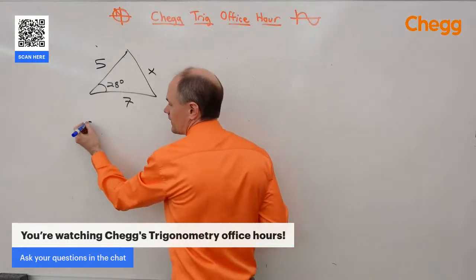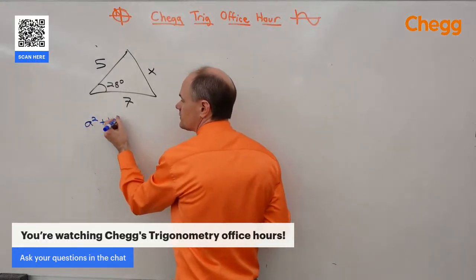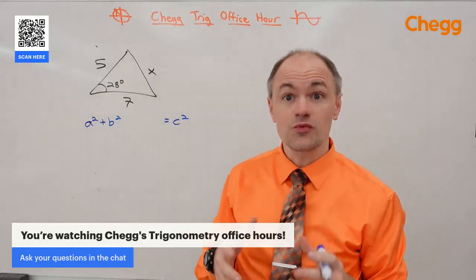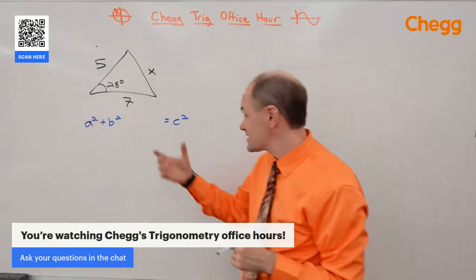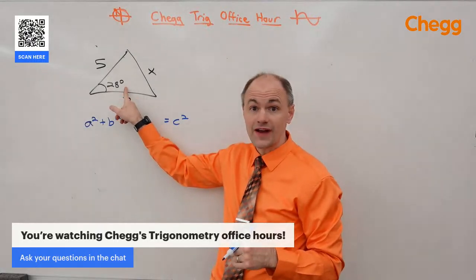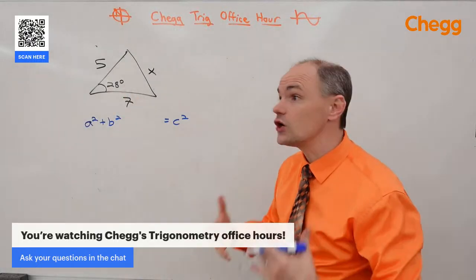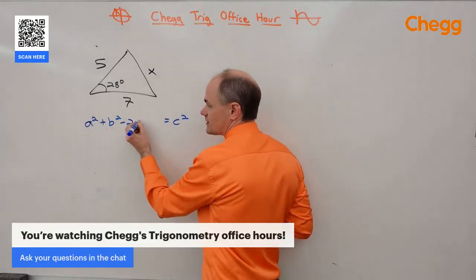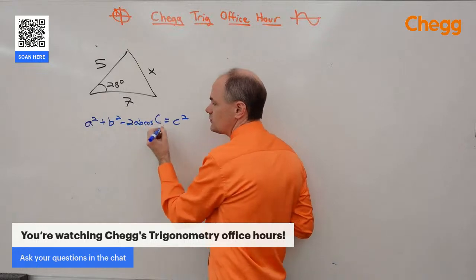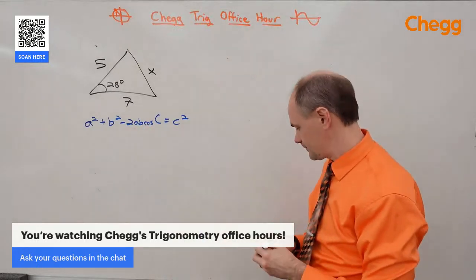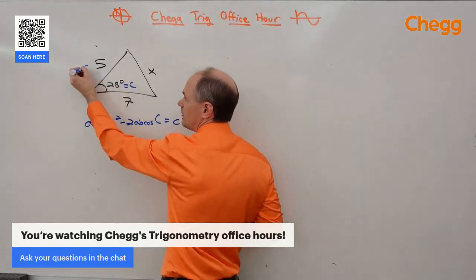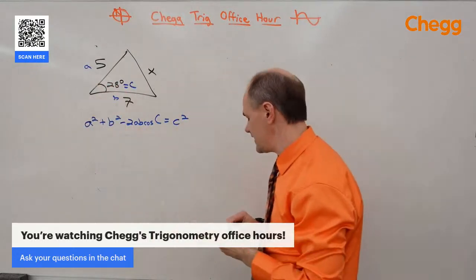You know the Pythagorean theorem is a squared plus b squared equals c squared. Now, the catch with the law of cosines is the Pythagorean theorem only works if we have a right angle. If we don't have a right angle, we need some type of correction factor in there. And so that correction factor is subtracting 2ab times the cosine of the angle between them. So the angle between them, that's your angle C. A and B are the 2 other sides.